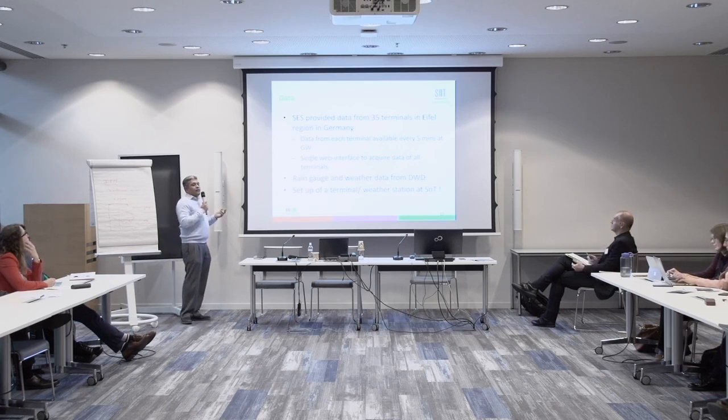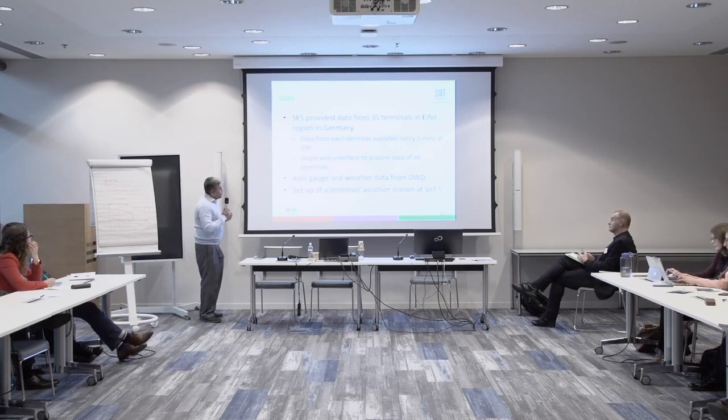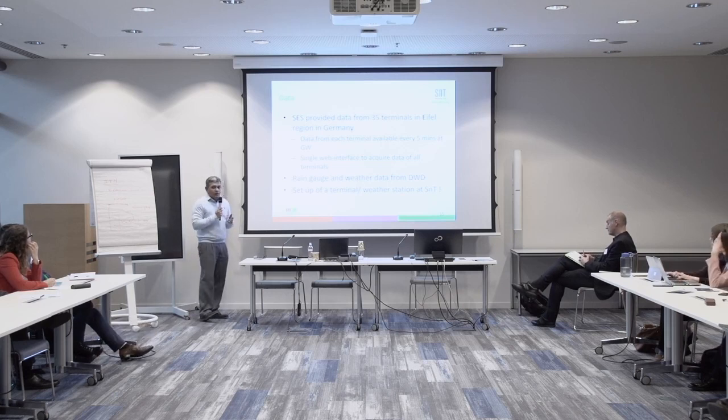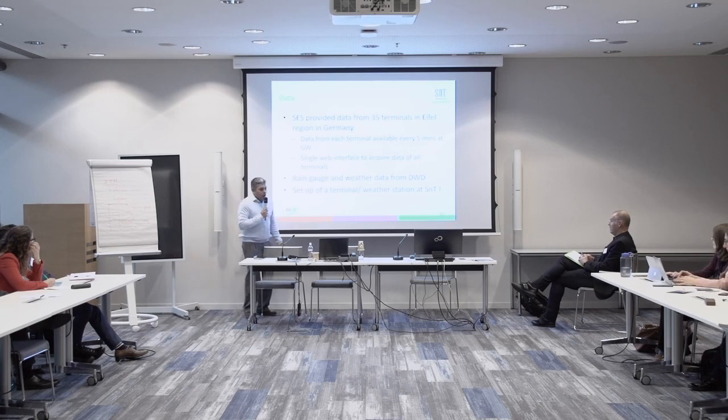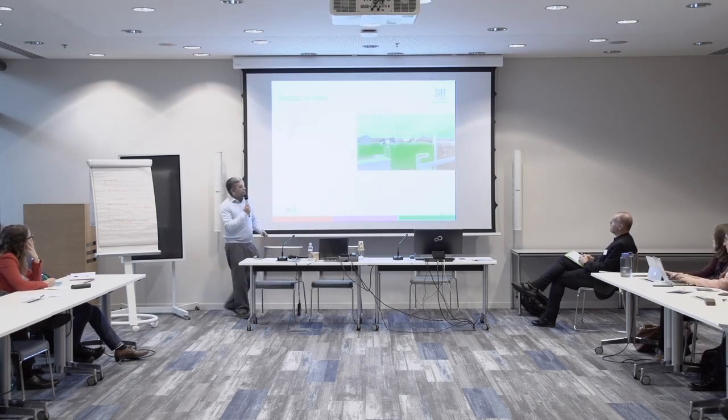And of course, we need to do some training. We need to get the ground truth. What we used is the data from DWD, the German weather agency, from which we get the weather data and the rain gauge data. And what we're also trying to do with the project is to set up our own weather station, a rain gauge and a terminal on top of our building. That's the one on the right.